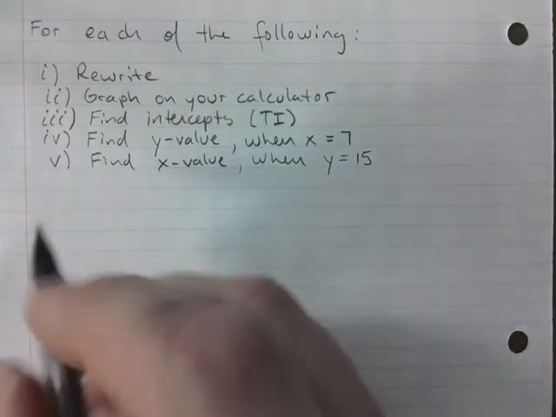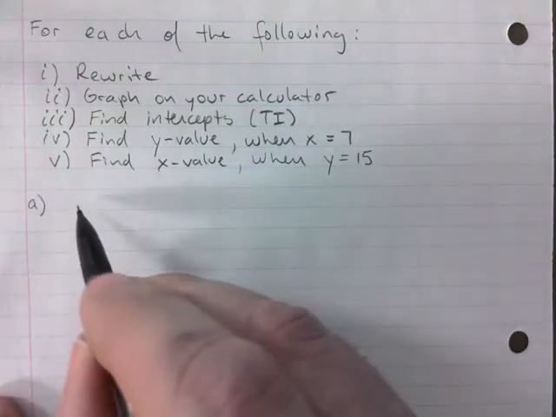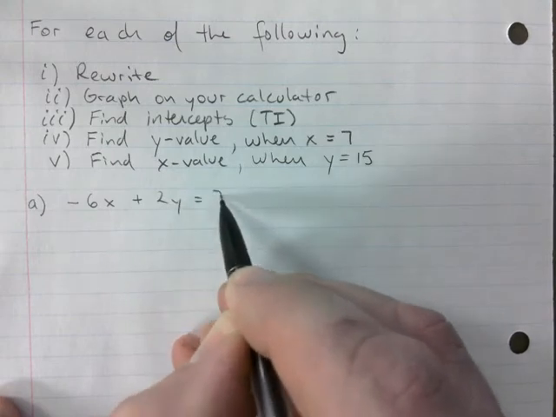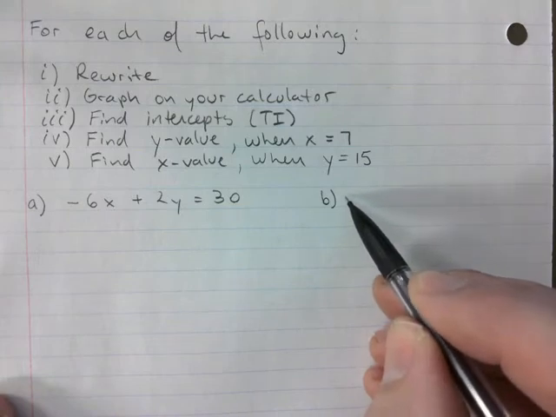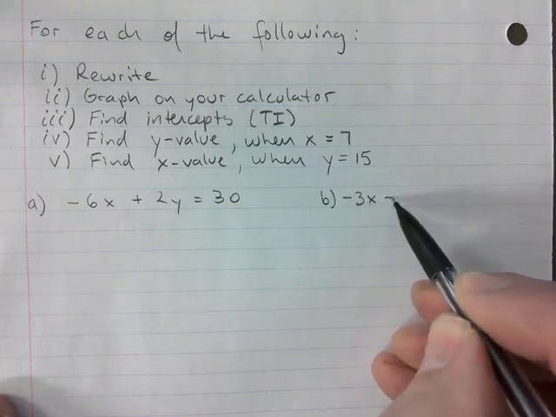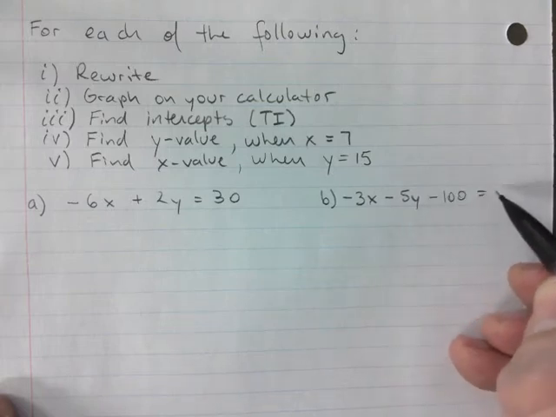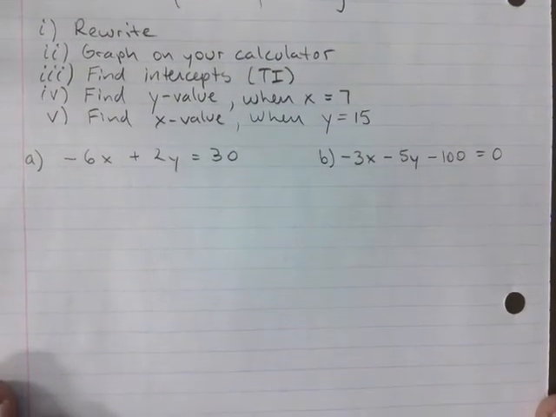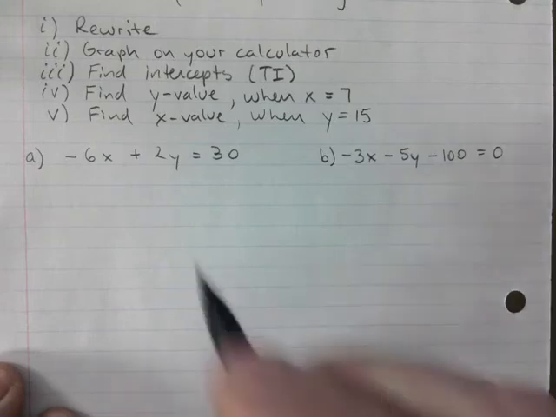So here we go. I'm going to have two side by side, okay? So A is going to be here. We're going to have an equation there, 6x plus 2y is equal to 30. And B is going to be right beside it here, negative 3x minus 5y minus 100 is equal to 0. Why am I rewriting? Because you need to do that anyways to graph them.